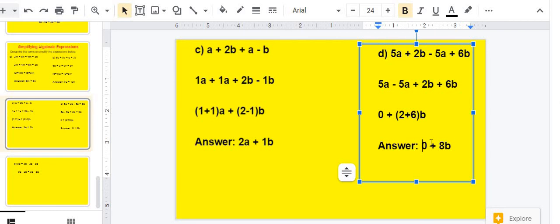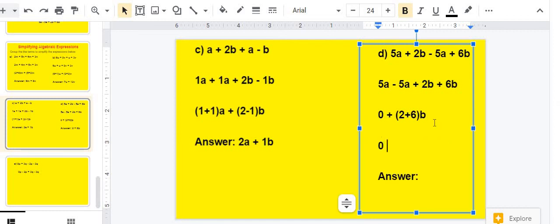So 0 plus any number is itself. So a neater way to write it is to say, so I'm going to change this to, so we would get 8b here, but a neater way to write it is to just add the 8b to 0. Any number added to 0 is itself. So the neater way to write this answer is to just write 8b.